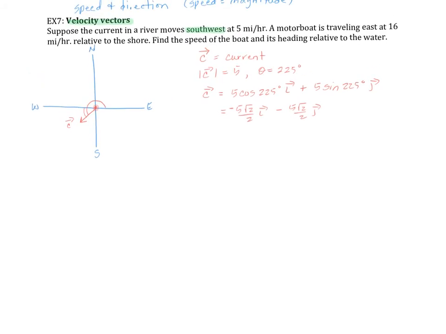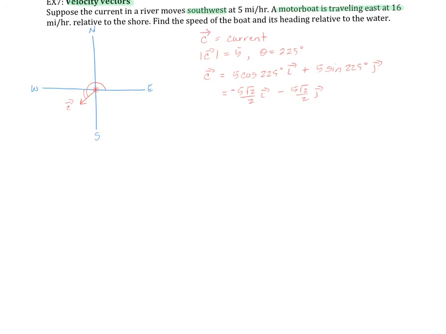Let me go back to the problem. So we have this motorboat, and this motorboat is traveling east at 16 miles per hour. So let me draw another vector that represents the boat. It's going east. I'm going to make this vector longer than my current vector because the magnitude is larger. And I'm going to use B for boat.